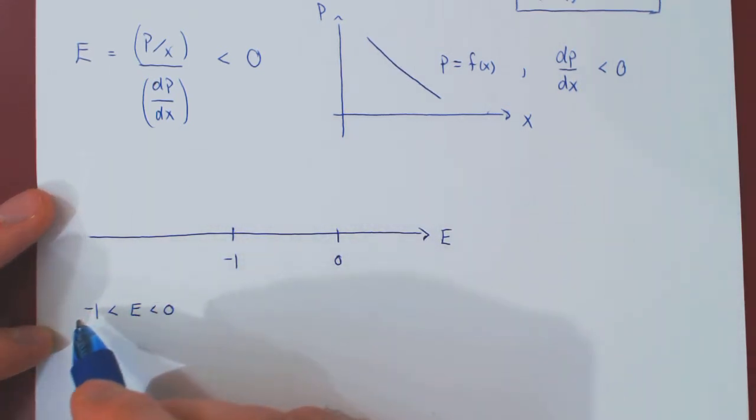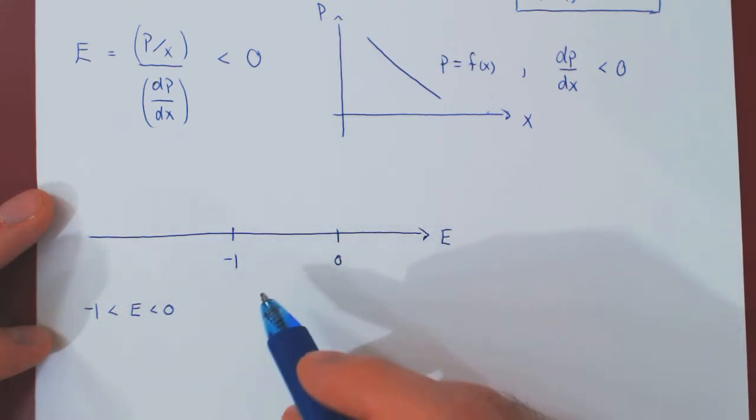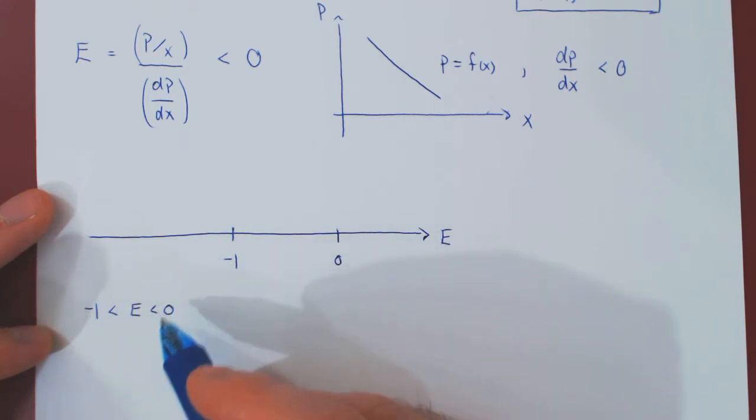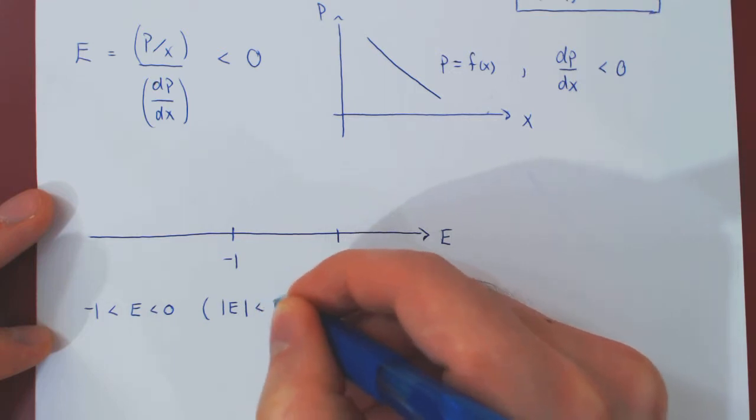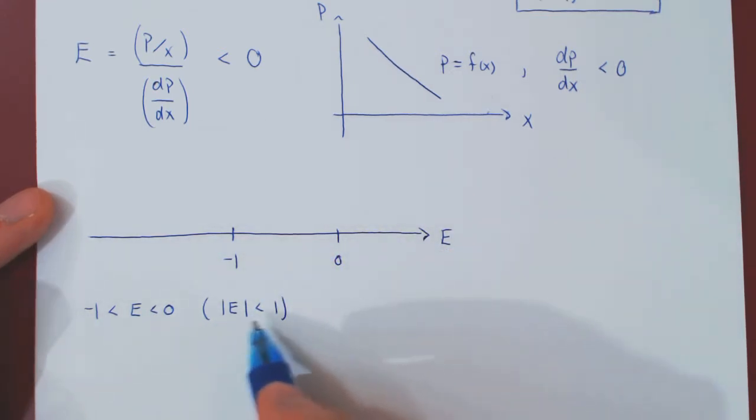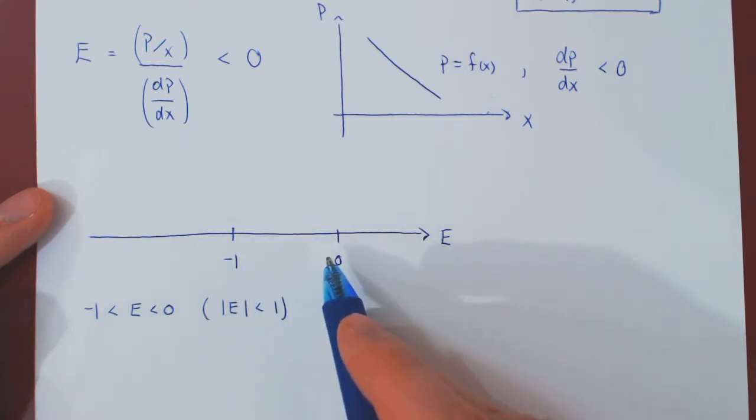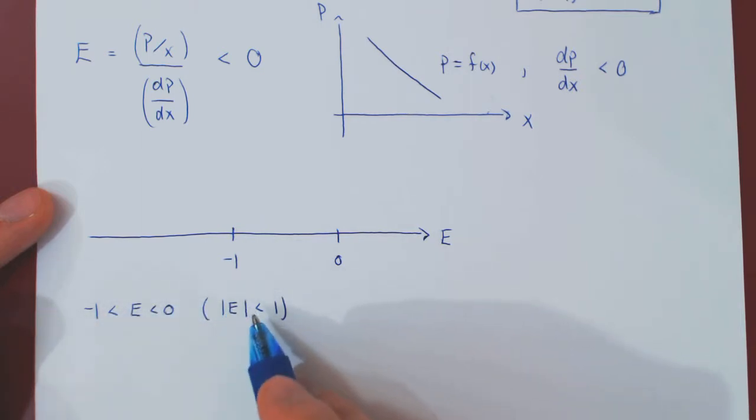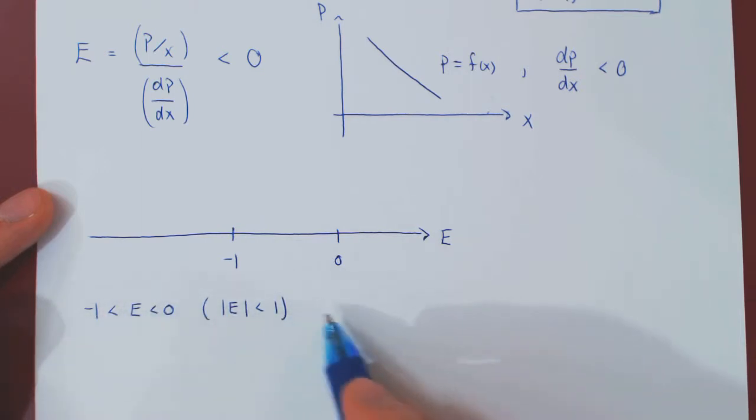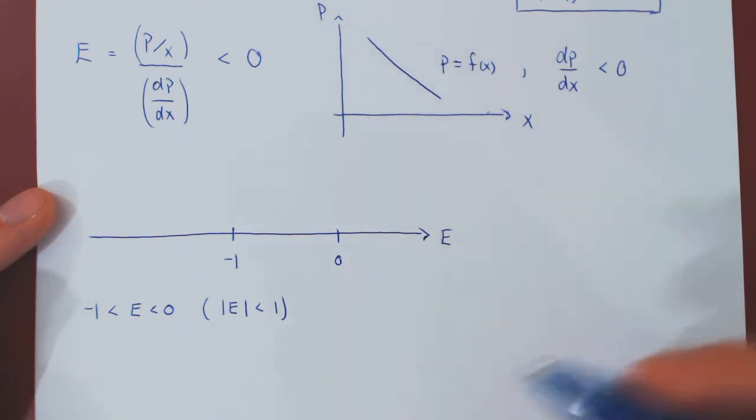If you notice, that is equivalent to saying that in absolute value, E is less than 1. The absolute value being simply the size of the number. So this is an equivalent way of looking at it. Either you think of E being strictly between -1 and 0, or equivalently, E in absolute value is less than 1. If this happens, we say that we have an inelastic demand, or the demand is inelastic.